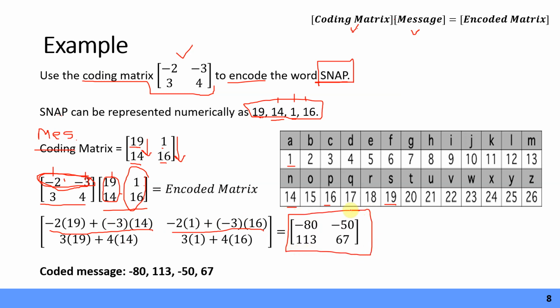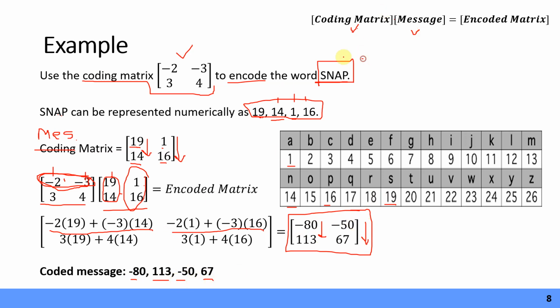This is your encrypted message. So you are already done. The last thing you have to do is just convert it back to a string because your final answer cannot be a matrix. It has to be a string. So what we do is, again, you start always from the top and down. So my first answer is going to be -80, comma 113, and then you go down here. So -50 first, and then the 67.